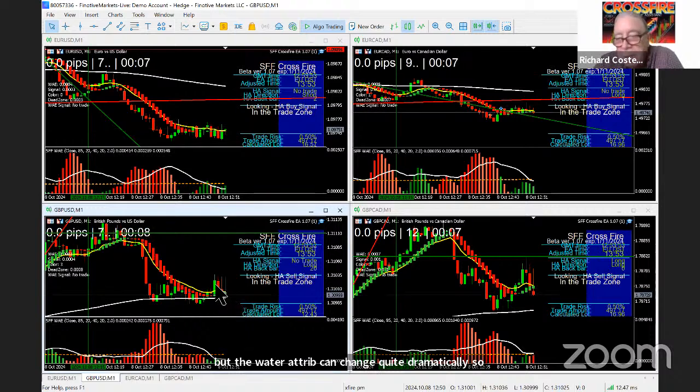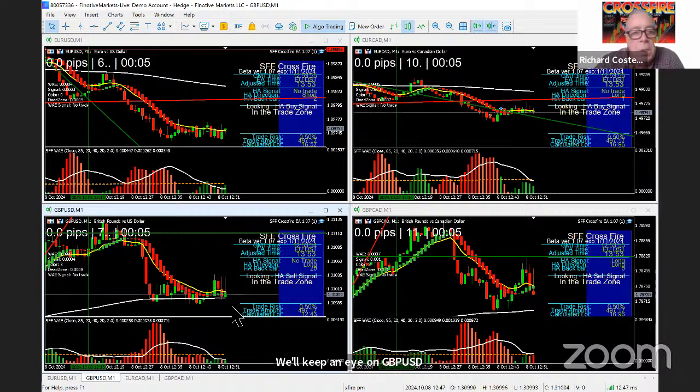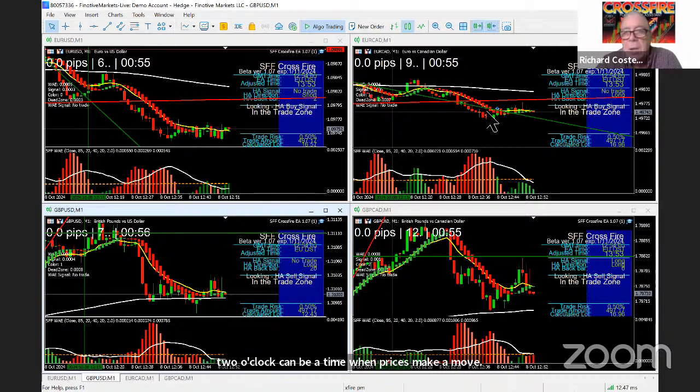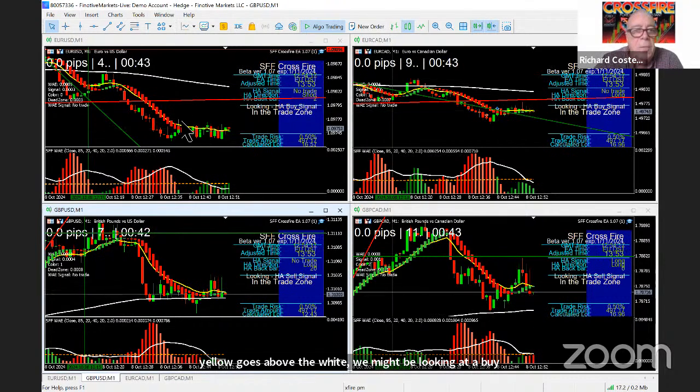What time is it? It's 7 minutes to 2 in the UK. 2 o'clock can be a time when prices make a move. That's the favourite one at the minute. If the yellow goes above the white, we might be looking at a buy. We're waiting for this to cross over. That one has crossed over way back. That's not going to happen.